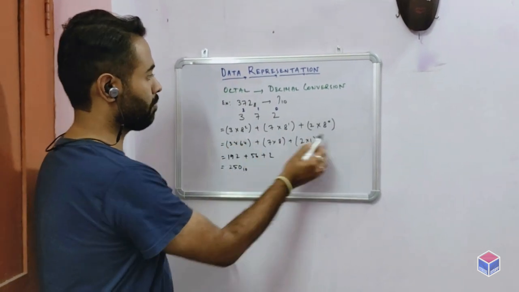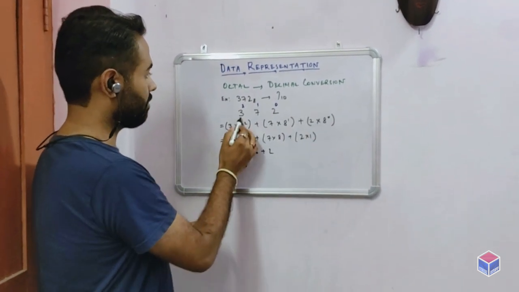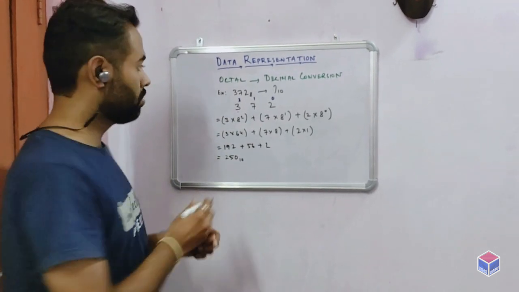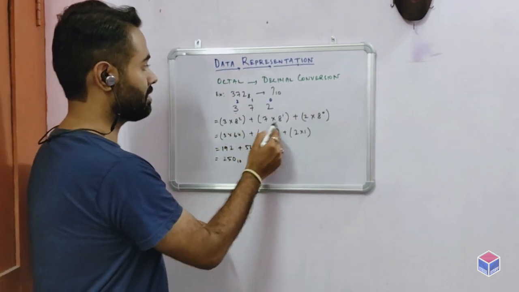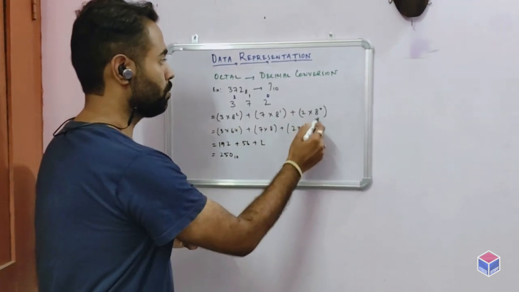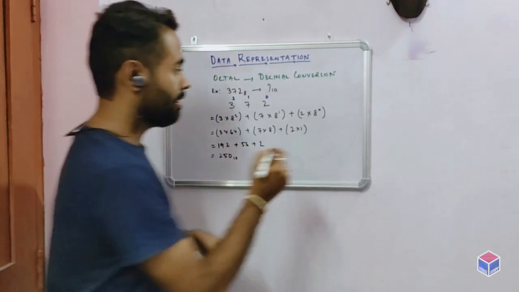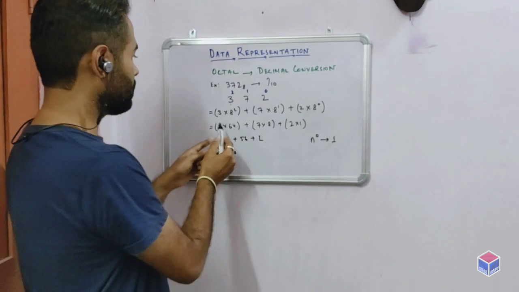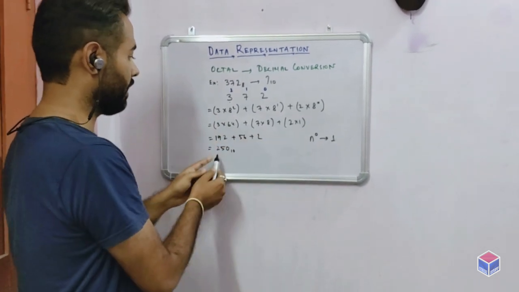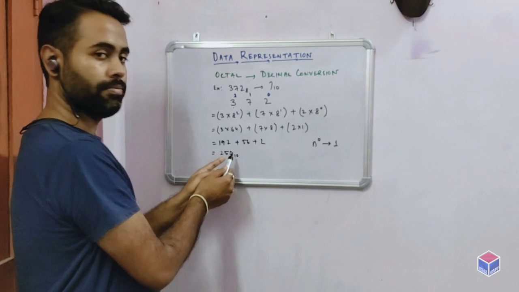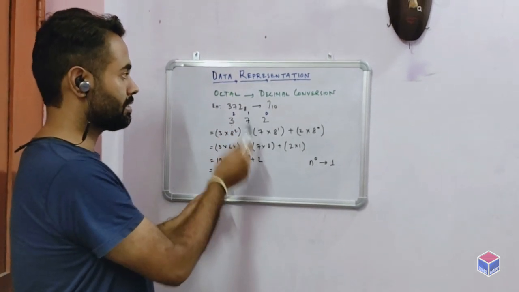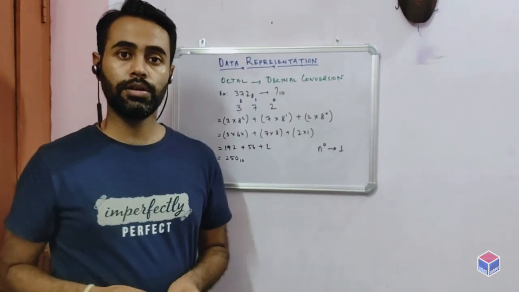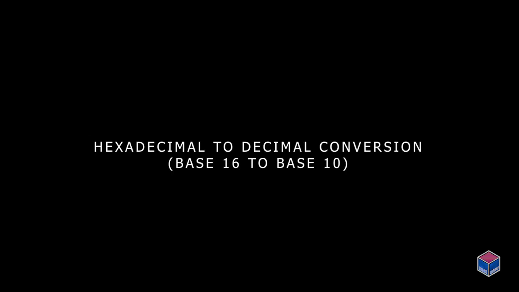Then the multiplication procedure is given. The first value is 3, so 3 into 8 squared, as that position is 2, that would be the power. Next is 7, 7 into 8 to the power 1. Next is 2, 2 into 8 to the power 0. Now as you know, any value n to the power 0 is always 1. So we have these calculations and we get the value as 250 base 10. That is, 372 base 8 is equal to 250 base 10. That is how we convert octal to decimal.